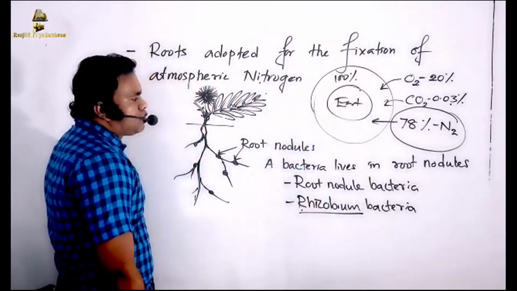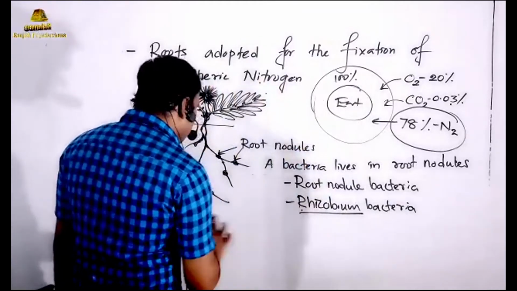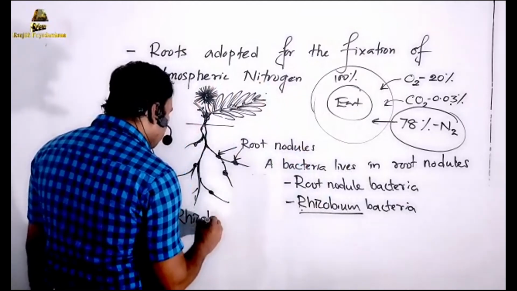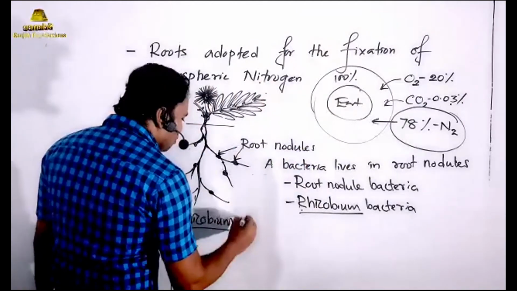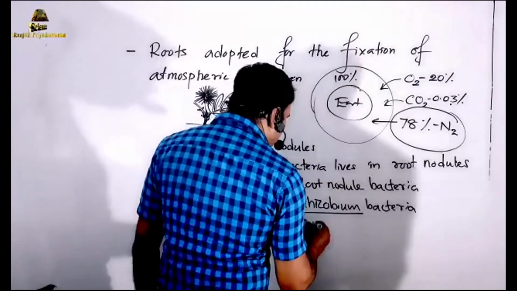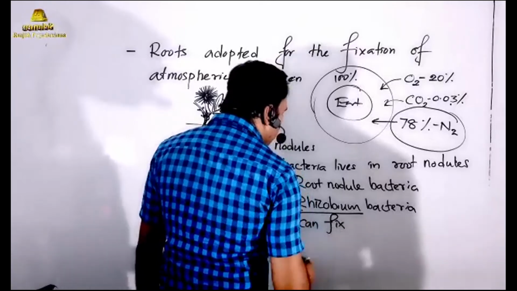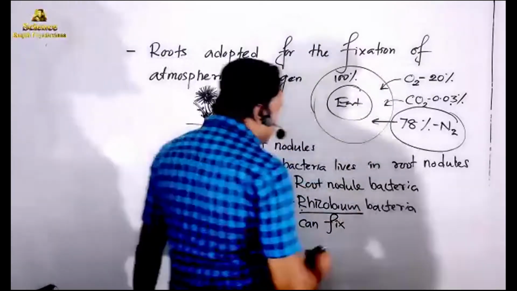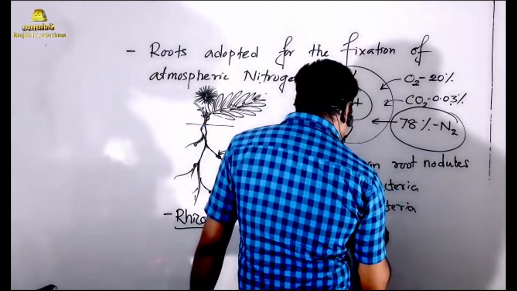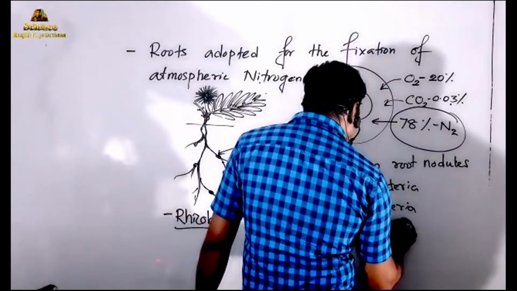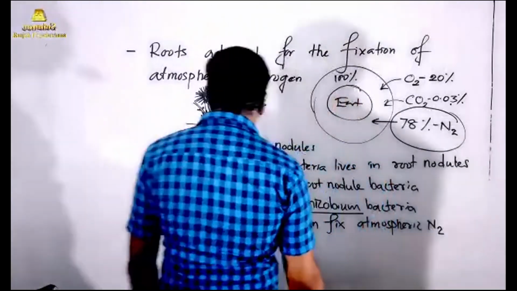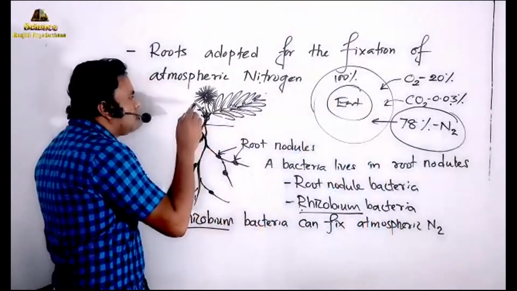So what is the special ability? Yes, we write it. Rhizobium bacteria can fix atmospheric nitrogen. Rhizobium bacteria can fix atmospheric nitrogen.